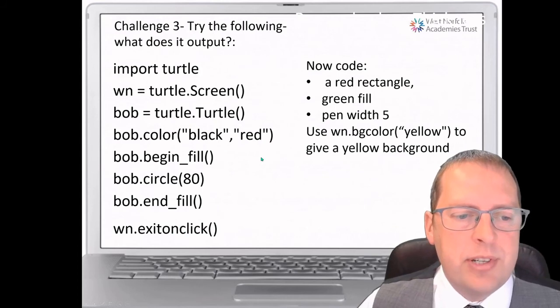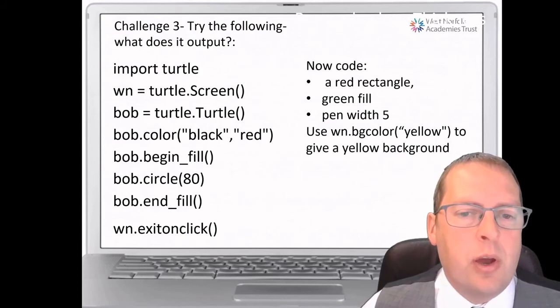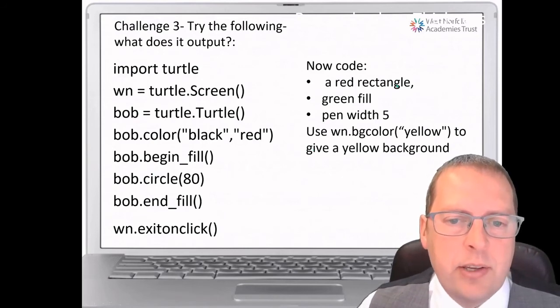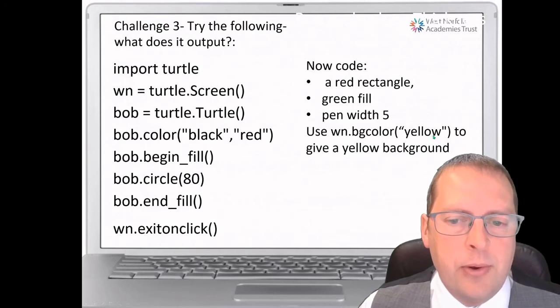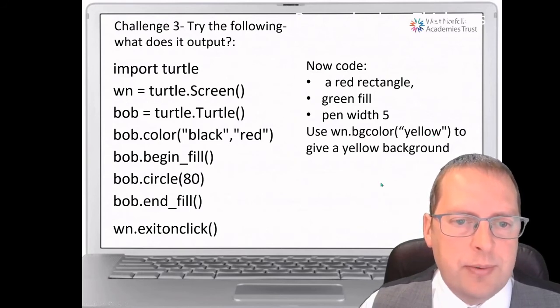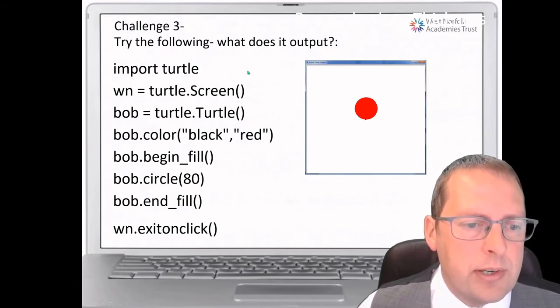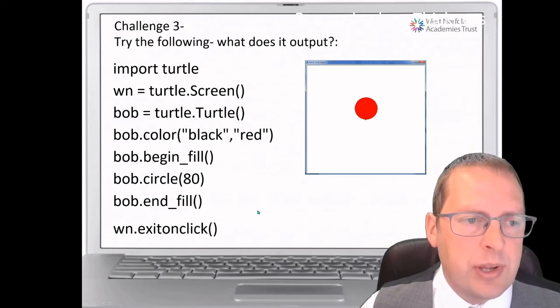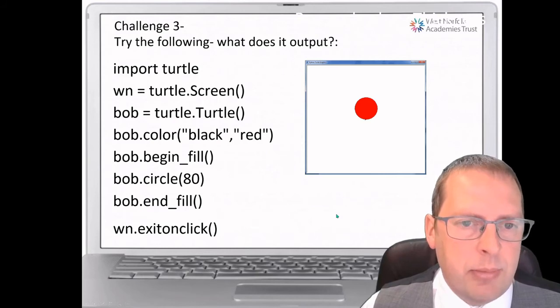So you need to try and predict what will be drawn here. And once you've done that, you can try and code and draw a red rectangle with a green fill with pen width 5, and that will be on a background color of your screen of yellow to give a yellow background. And then what you can try and do is create this bit of code. So you can copy this code, predict what it's going to do, and run that and create it. You should end up something like this.